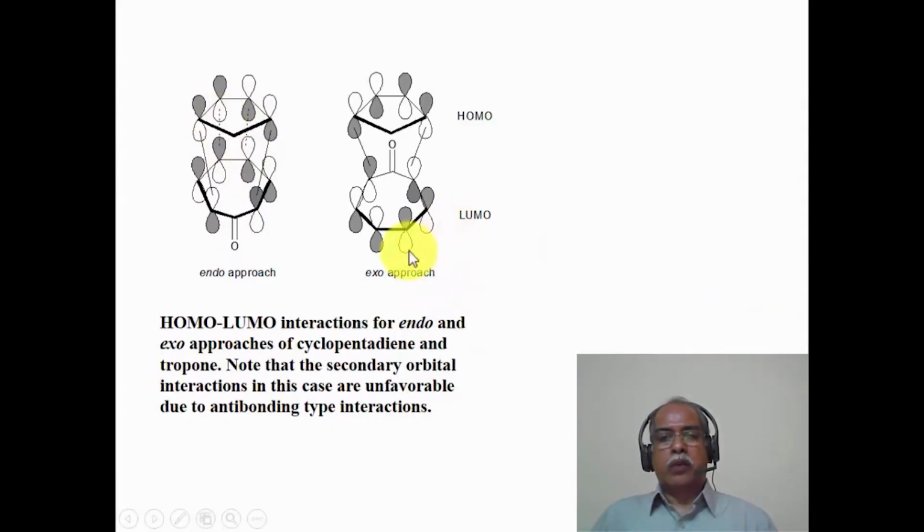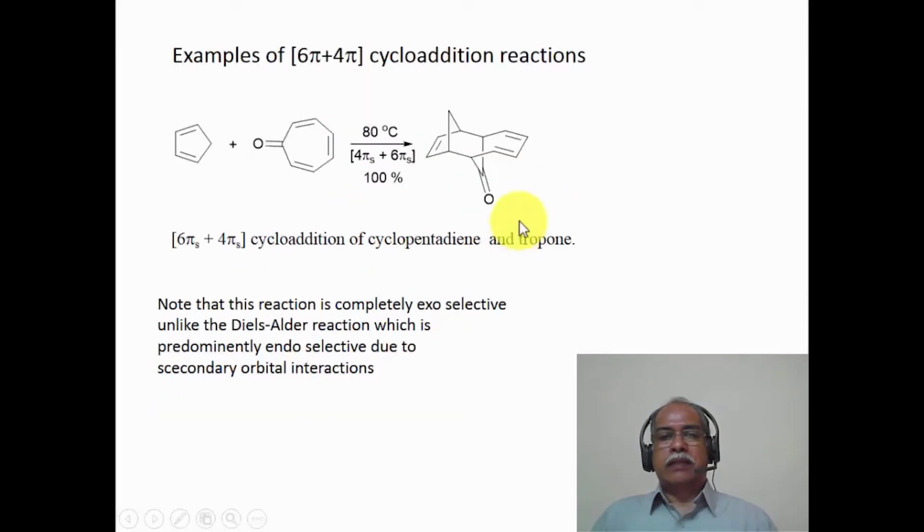However, in the exo approach, such a secondary orbital interaction does not exist. So this is likely to be favorable both from the steric point of view as well as from the thermodynamic stability point of view. This is a more favorable transition state, and that is the reason this exo adduct is formed in this case of 6pi 4pi cycloaddition reaction.